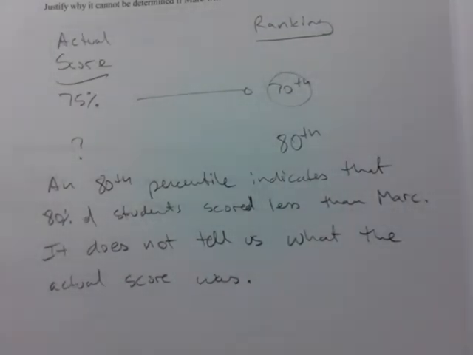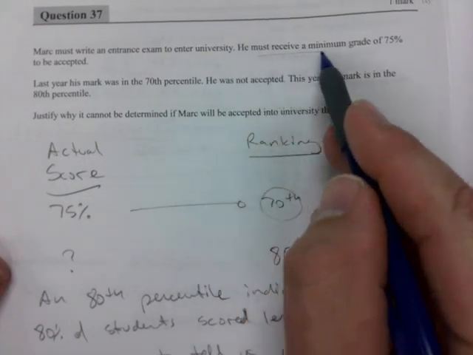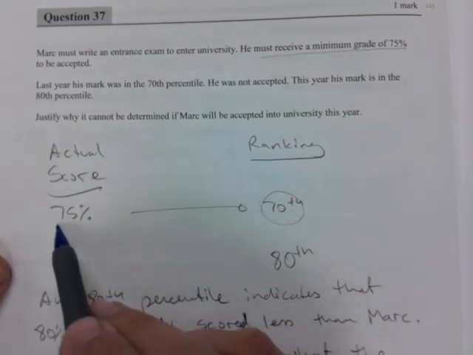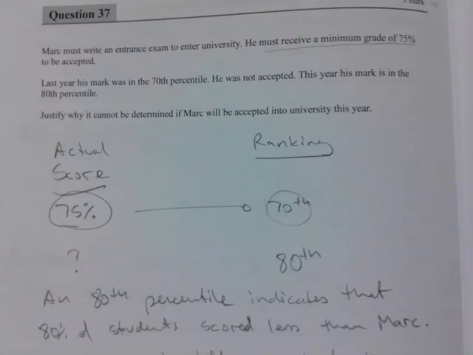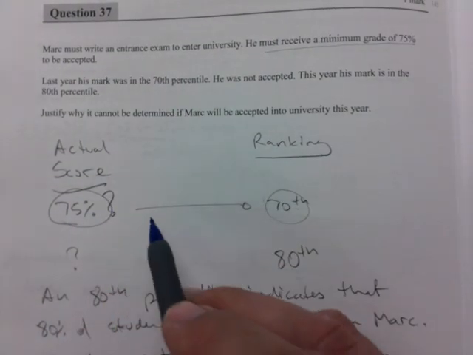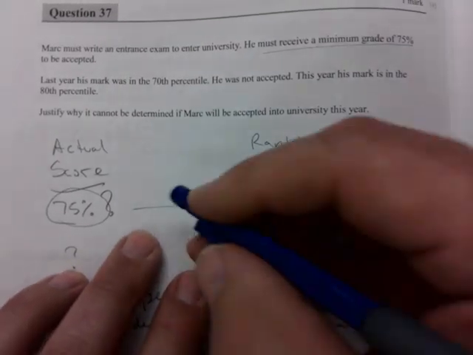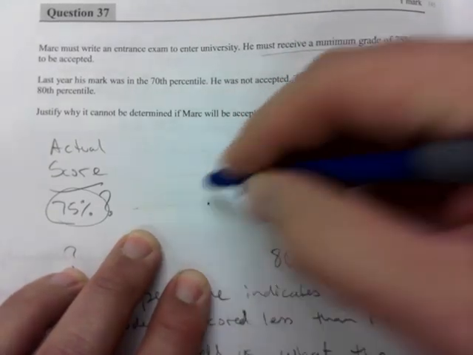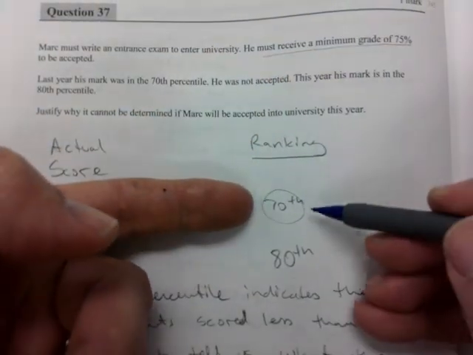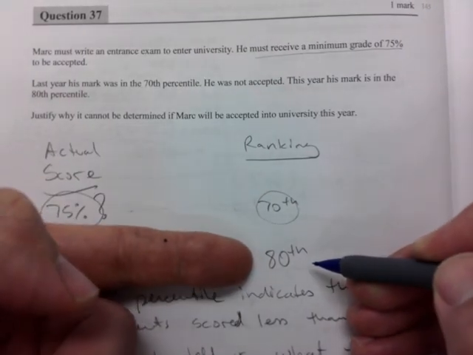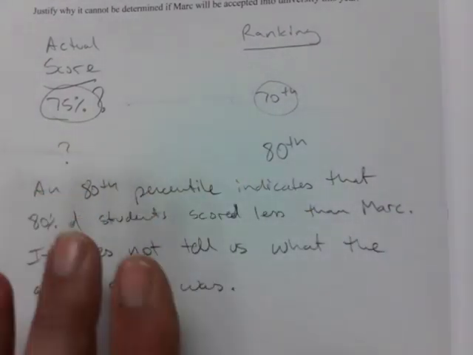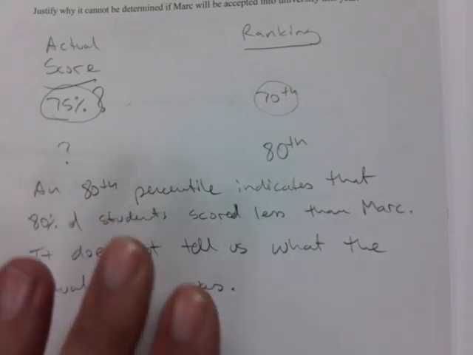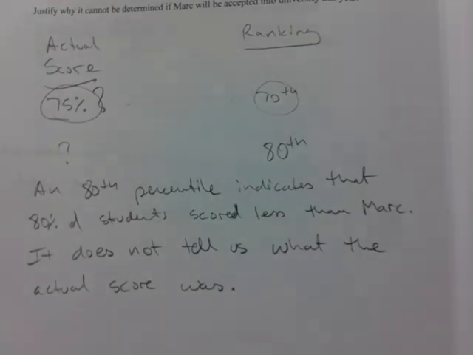By the way, sorry, I'm reading this again. He must receive a minimum grade of 75%. We actually don't know. We just know that the first year is in the 70th percentile. What we do know for sure is that we're in the percentile ranking. So 70% scored below him. The next year, 80% scored below him. That is still a possibility, but it doesn't give us any indication as to what the actual score was. It just ranks your score compared to everybody else. That's the bottom line there.